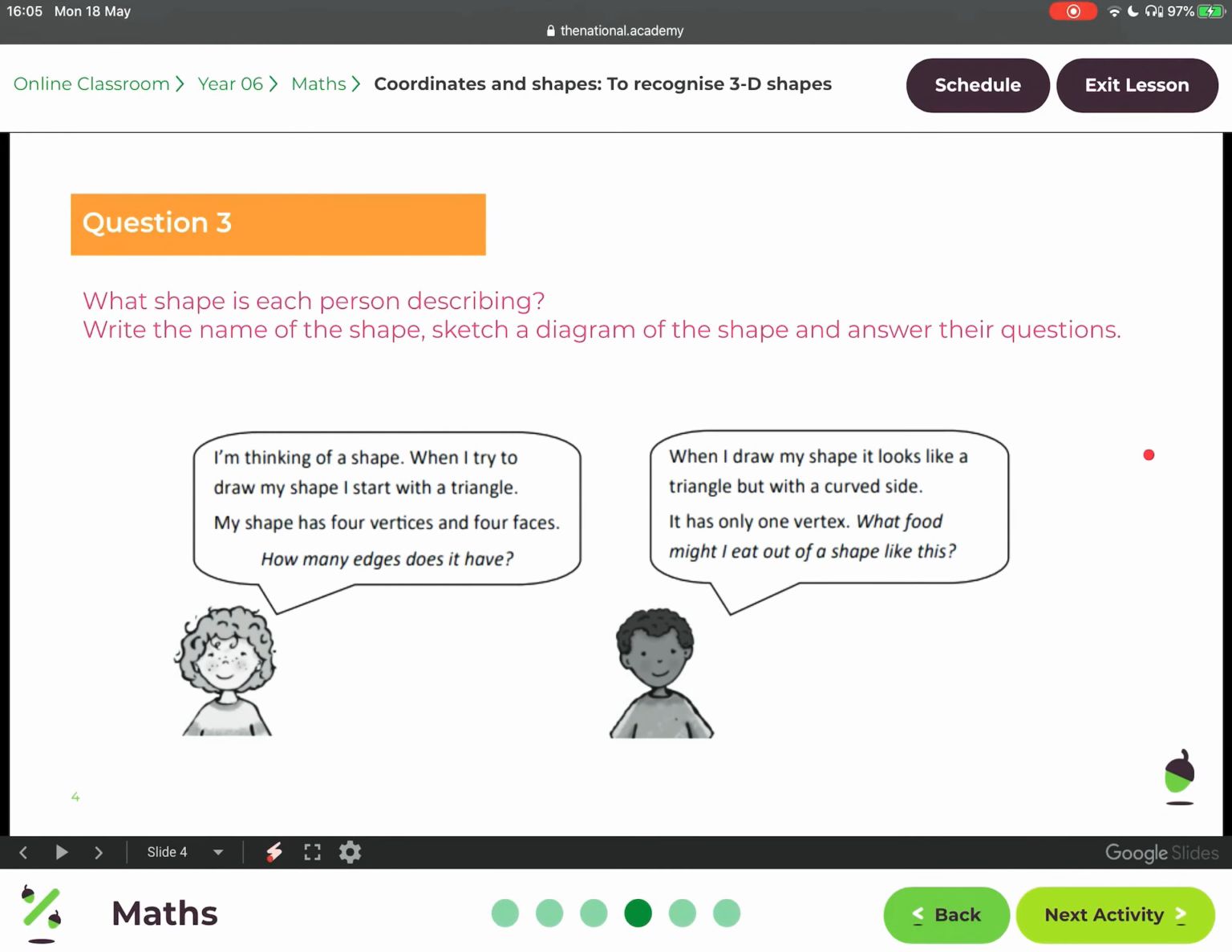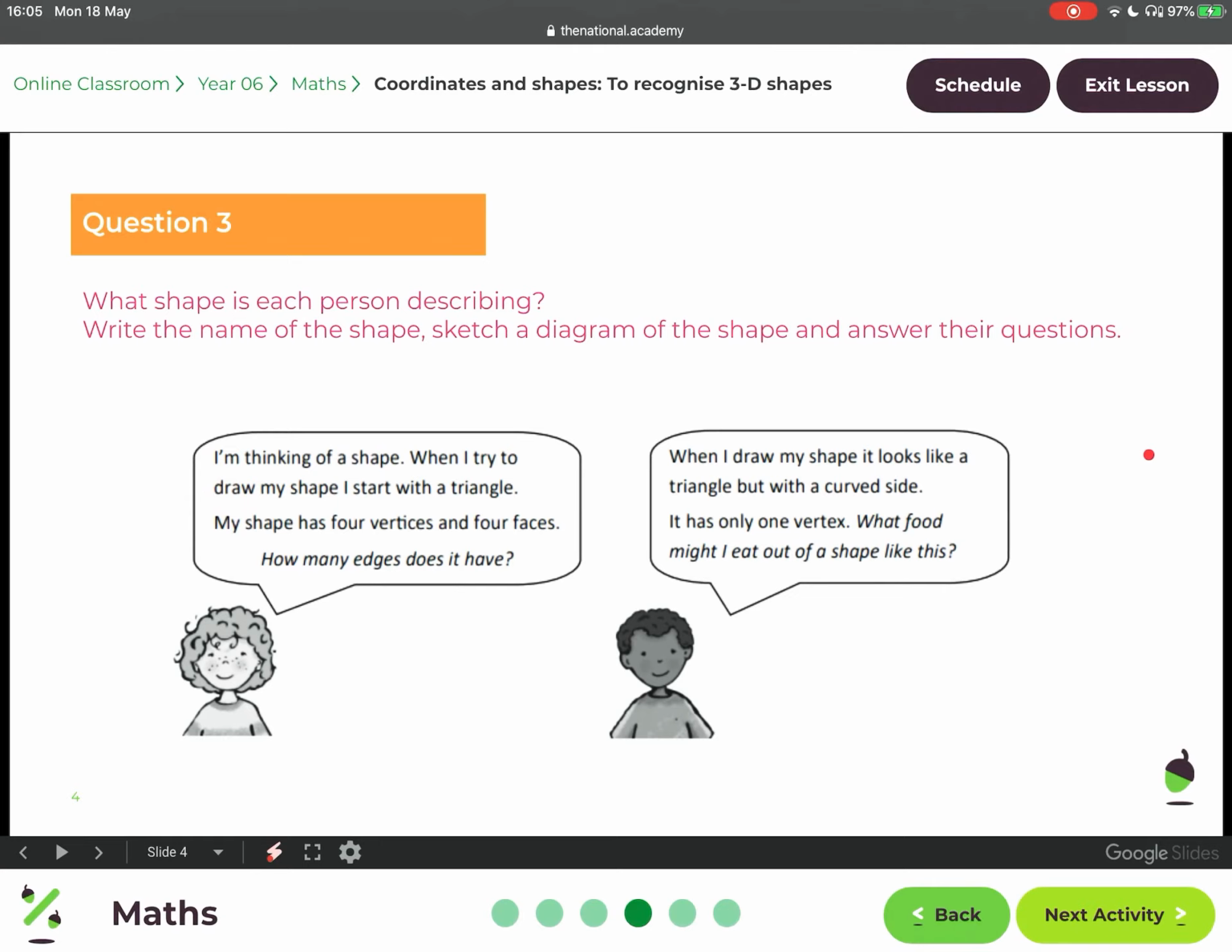After that, you have question 3. What shape is each person describing? Write the name of the shape, sketch a diagram of the shape, and answer their questions. Of course, I can't show you the sketch, but I can do the other things. I'm thinking of a shape. When I try to draw my shape, I start with a triangle. My shape has 4 vertices and 4 faces. How many edges does it have? The shape she is thinking of is a tetrahedron, and it has 6 edges.